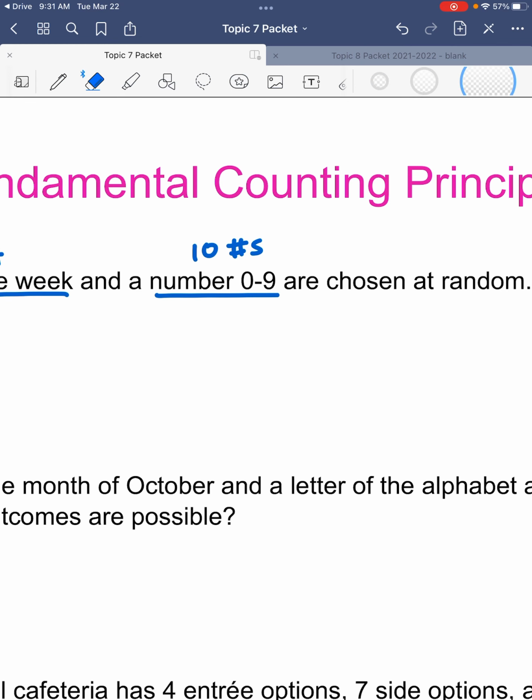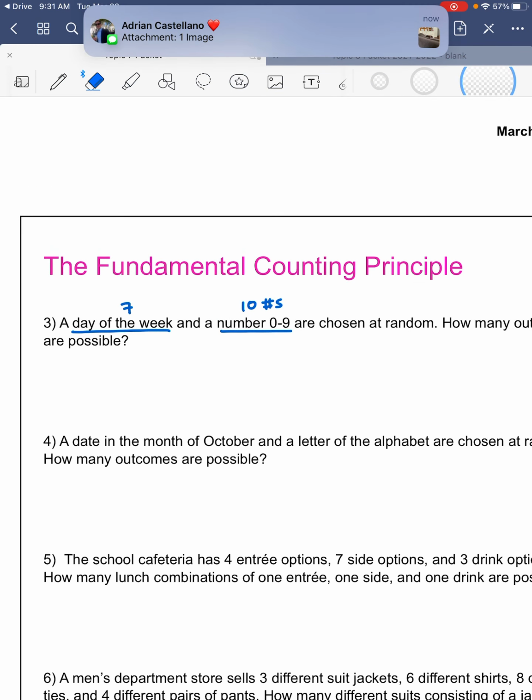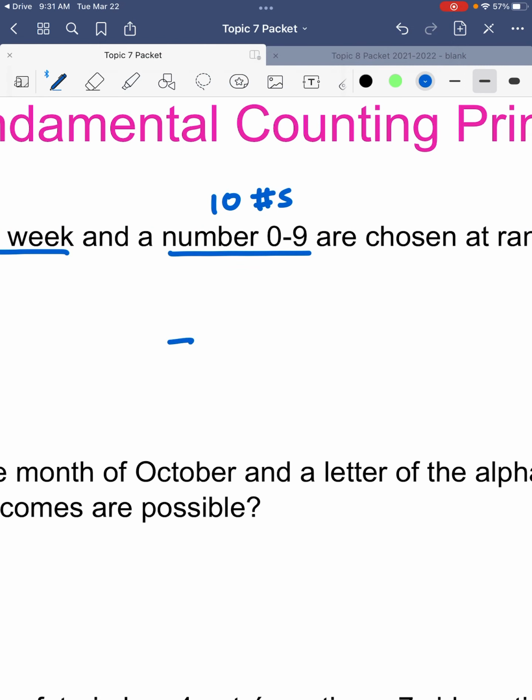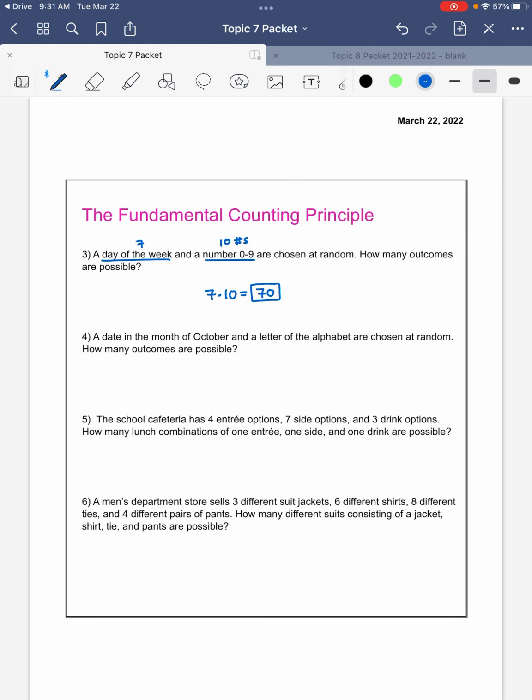Okay? So the number of outcomes for our first event is 7, and the number of outcomes for our second event is 10. So I'm going to multiply those together. So 7 times 10 is 70. There are 70 total outcomes. How many outcomes are possible? 70. Number 4, a date in the month of October and a letter of the alphabet are chosen at random. How many outcomes are possible?